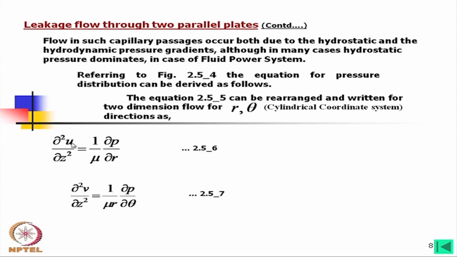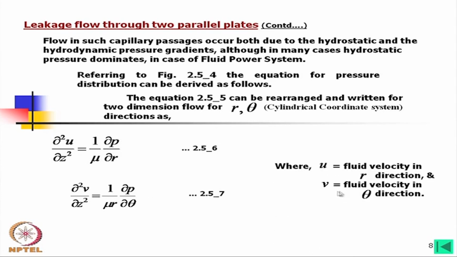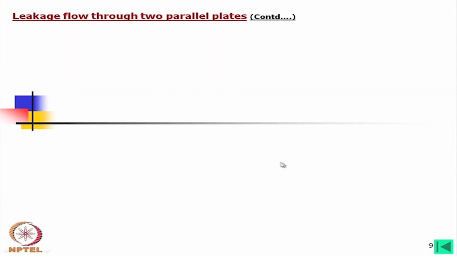and u is the velocity along the r direction and v is the velocity along the theta direction. So, this can be derived as del square v by del z square is equal to 1 by mu r del p by del theta. For u we can derive this, and for v we can derive this. This is the same equation which we developed for the x direction; now we are applying the same theory for the r and theta directions, where u is the fluid velocity in the r direction and v is the fluid velocity in the theta direction.